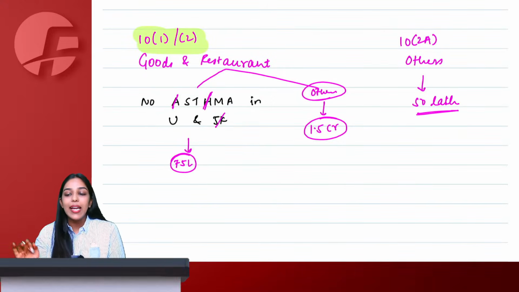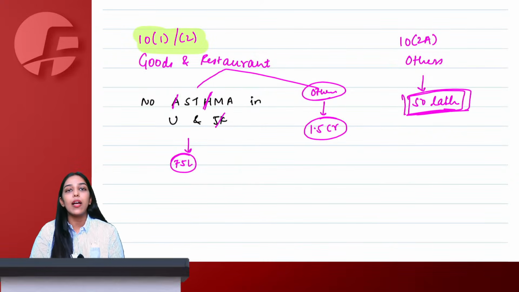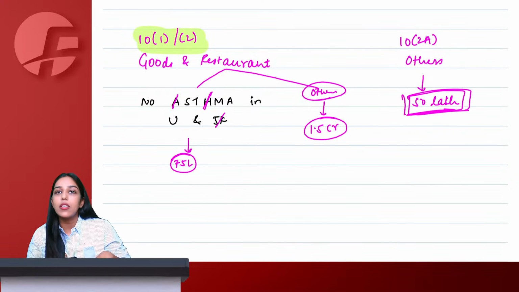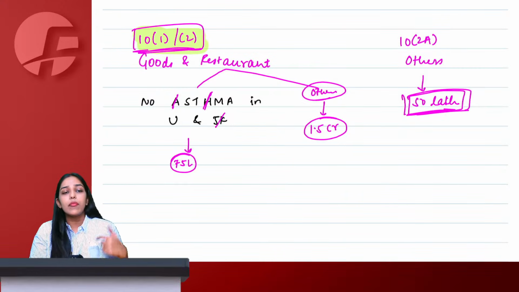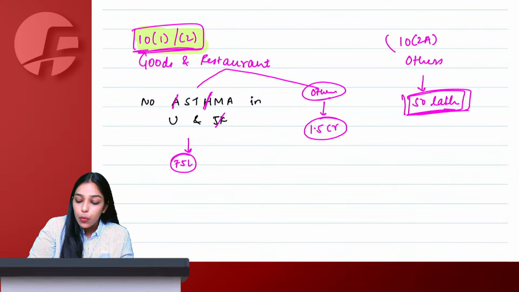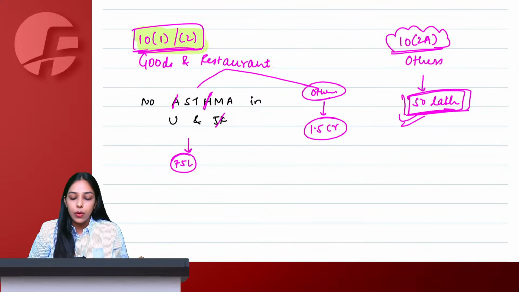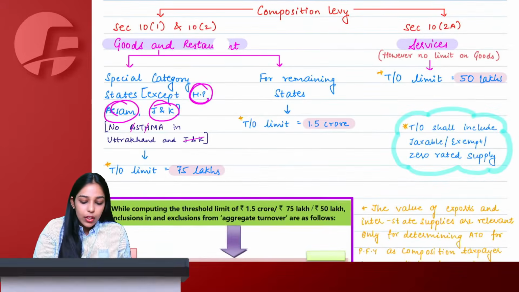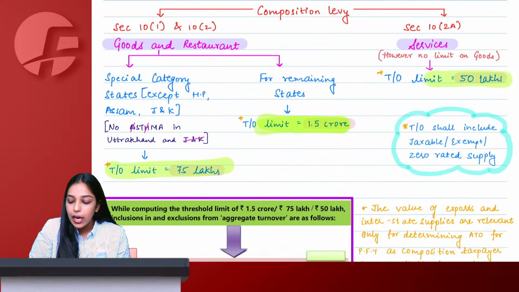If you are supplying in any state or union territory, doesn't matter. The limit for 10(2)A is 50 lakh only. It is predominantly for services, because a person supplying goods would normally opt for 10(1), 10(2). But even if you are supplying services and want to supply goods here, no one will stop you, and you can still decide to supply goods under section 10(2)A. So the turnover limit simply says 75 lakh, 1.5 crore and 50 lakh.